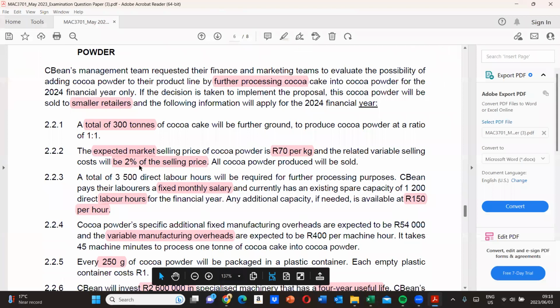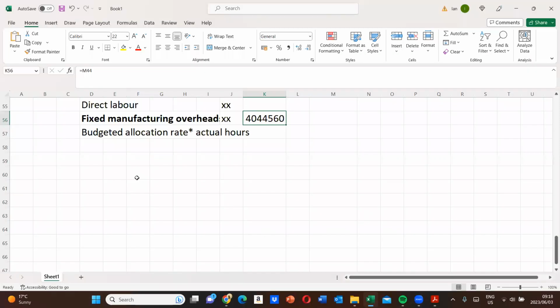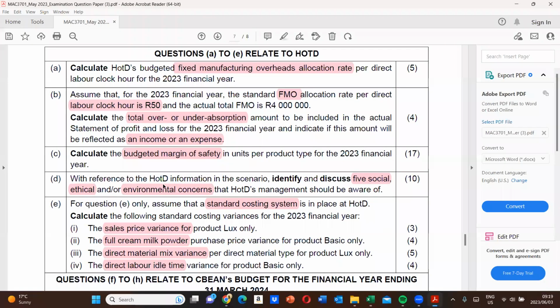The next step says calculate the budgeted margin of safety. All right. So they want us to look at the margin of safety now to see what is happening in units per product type for the 2023 financial year. So in regards to this margin of safety, what do you know about margin of safety? They said budgeted margin of safety per product type.